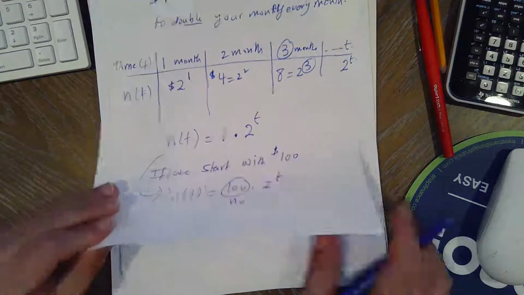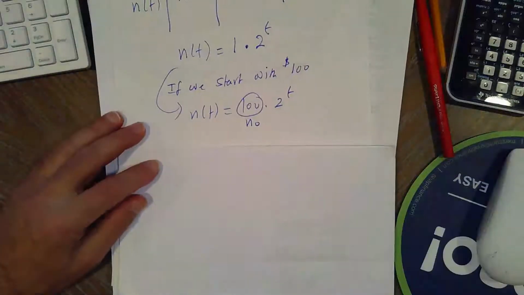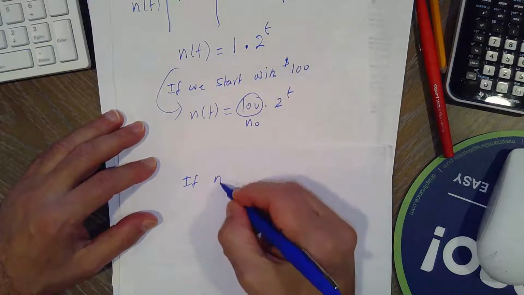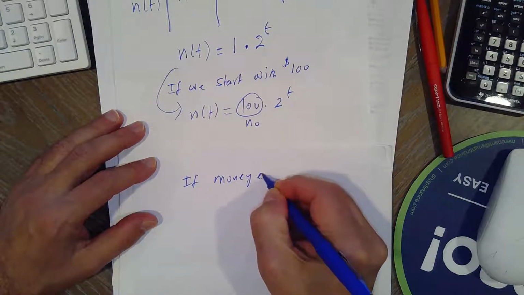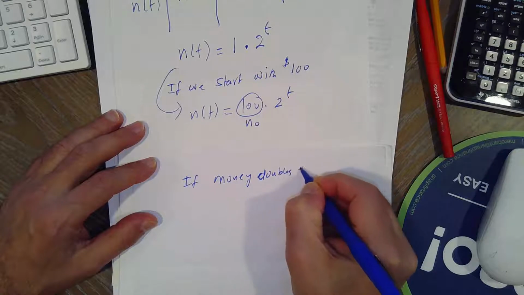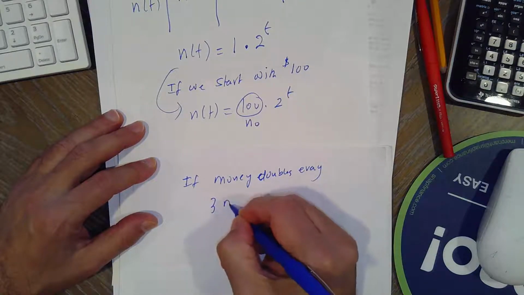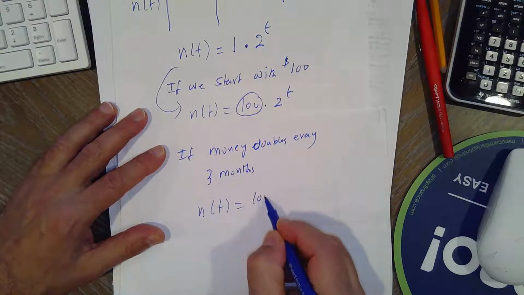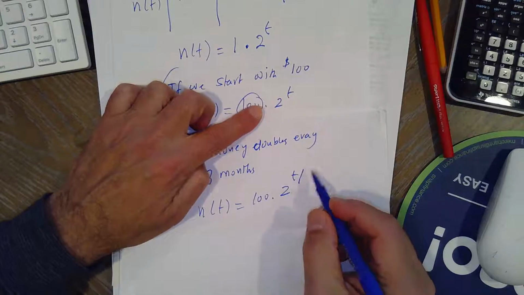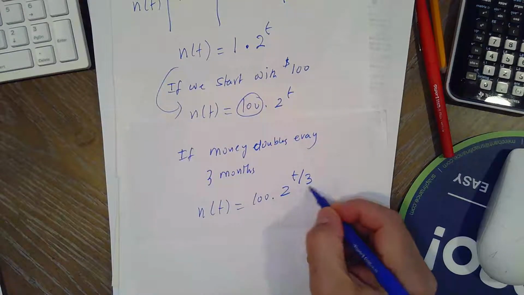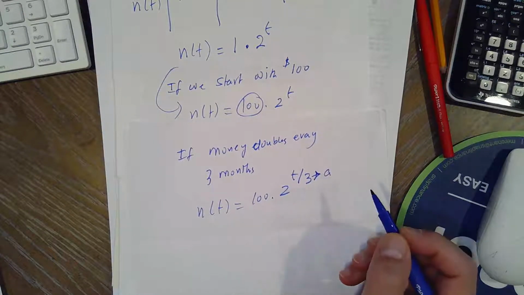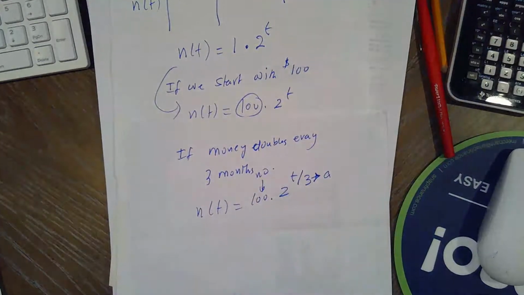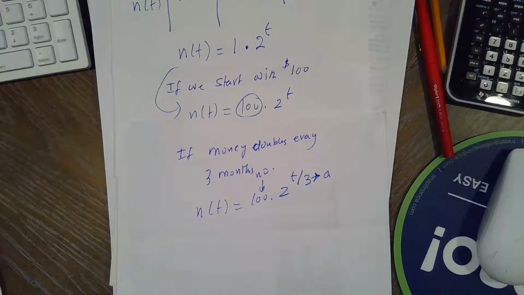Also, if money doubles, you see, we have it as money doubles every month. If money, say, doubles every 3 months, then the formula is going to be N of t is 100 times 2 to the t over 3, and that's a, that we refer to as a. Okay, and this is your N sub 0. So that's where this formula came from.